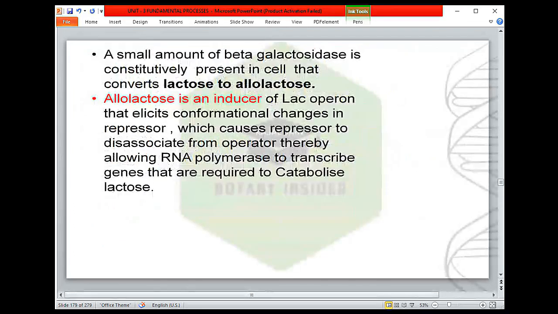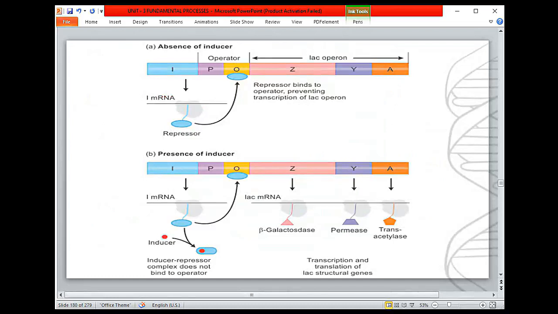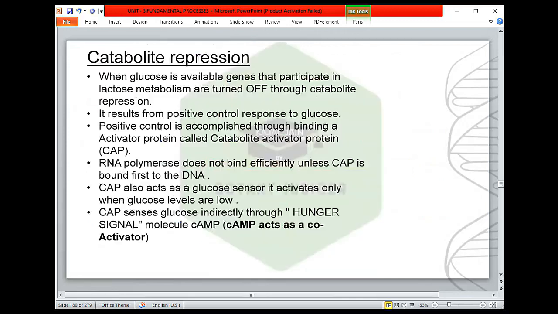Clear everyone till here? Done this. Check over here. Absence of inducer and the presence of the inducer. When the inducer is absent, the repressor would bind to the operator, preventing the transcription of your lac operon. And when the inducer is present, these genes would be transcribed, and the next set of proteins would be formed, right? So you have the absence of inducer and the presence of inducer.